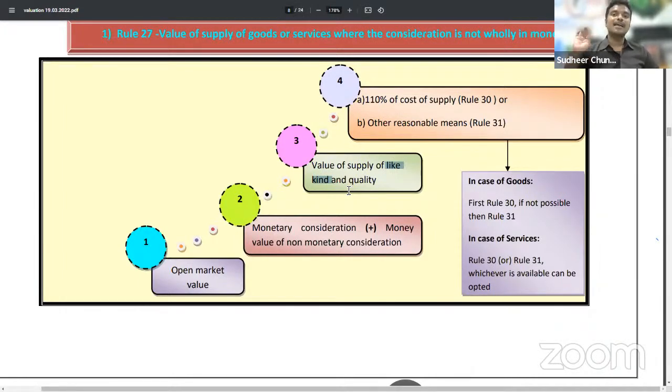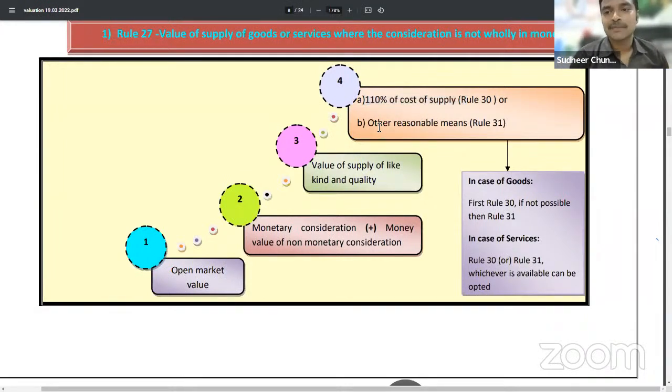Then 43,000 will be the transaction value. Sir, first preference, what we need to see? Open market value. When open market value is not available, second preference, money value plus non-money value. If that cannot be valued, then in such case, like kind and quality. If this is also not available, cost plus 10%. If like kind and quality is also not available, then cost, what is the mobile cost to the manufacturer we need to see? It is 30,000, sir. So 30,000 plus 10% we will assume. That means 33,000 is the value of supply.